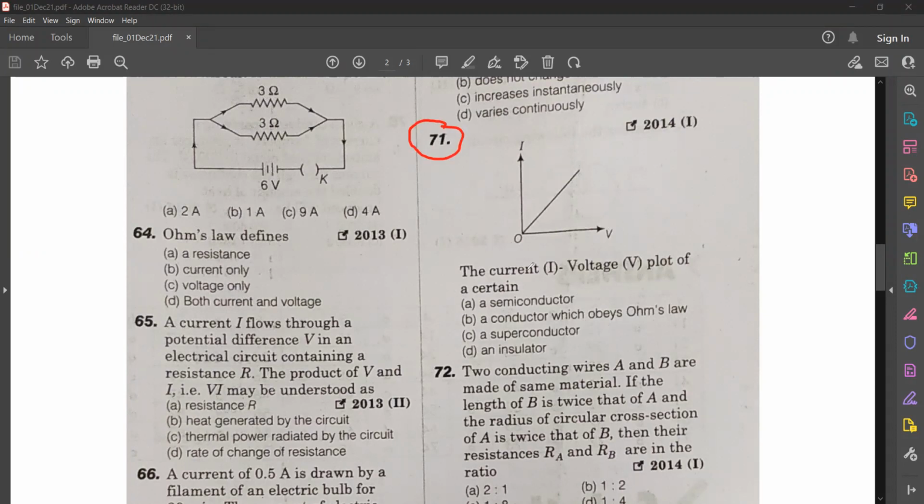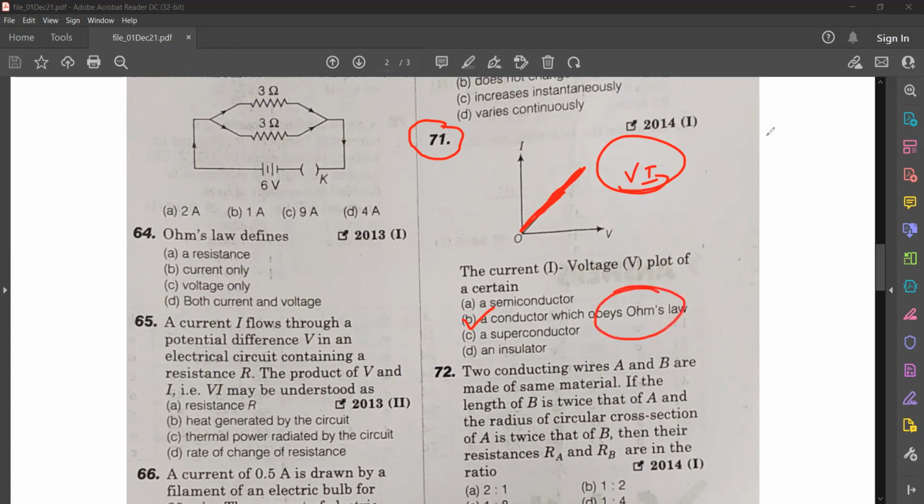Yes, of course, this is a conductor that obeys Ohm's law. Here it is a straight line, isn't it? So in a VI graph, if we are getting a straight line, it means that it obeys Ohm's law, isn't it? That means what is obeying Ohm's law?